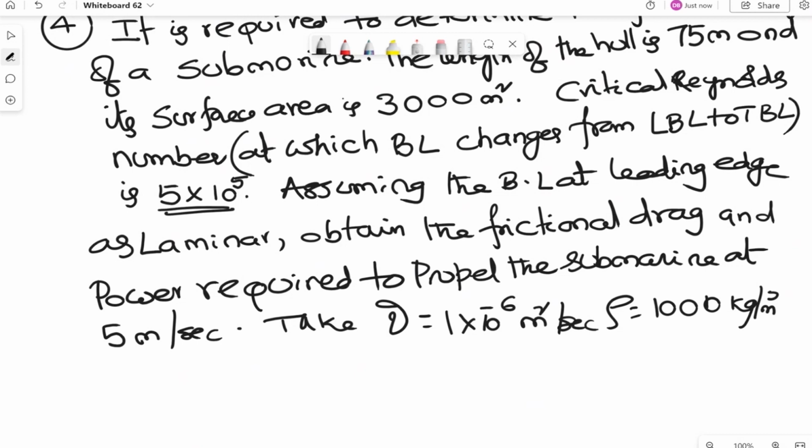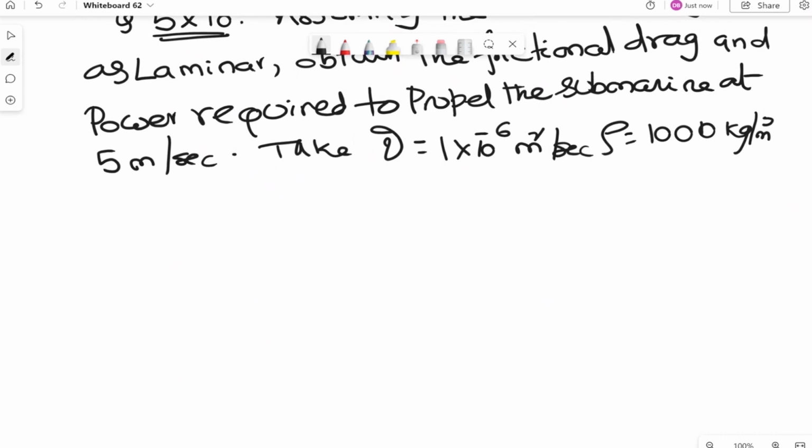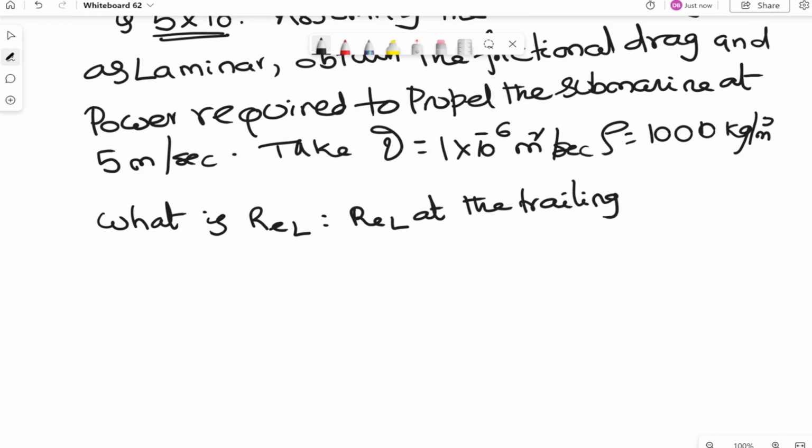The meaning is that at the leading edge, it is basically a laminar boundary layer, right? The boundary layer changes from laminar to turbulent at the critical Reynolds number of this much. So obtain the frictional drag and power required. When calculating the frictional drag, I must calculate on the entire plate. So what is Re_L? Re_L means the Reynolds number at the trailing edge. This is more important in the calculation of frictional drag.